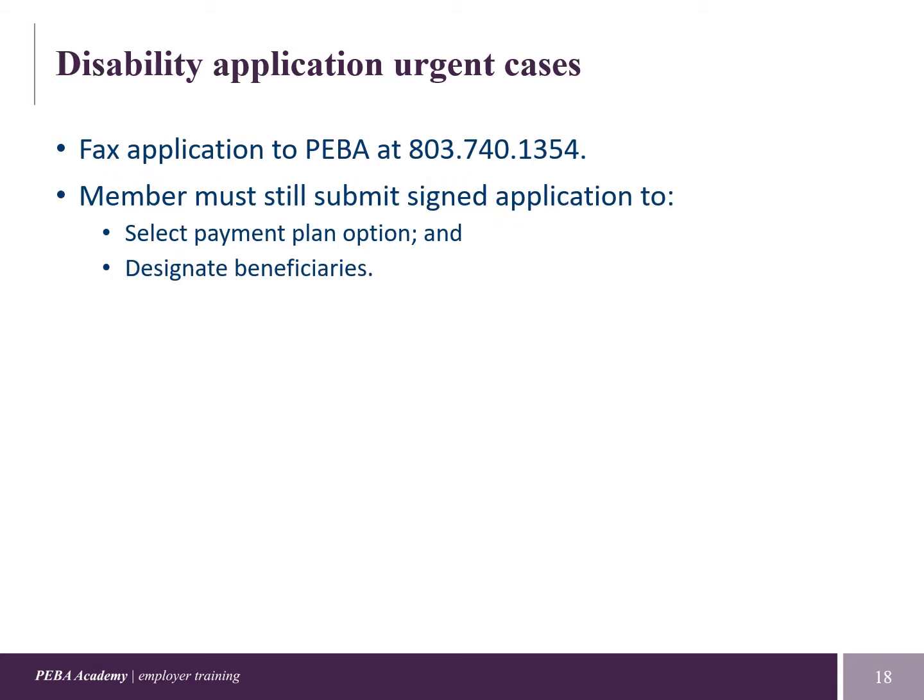In urgent cases, a disability application may be faxed to PEBA at 803-740-1354. The member must still submit a signed application and select a payment plan option as well as designate beneficiaries.